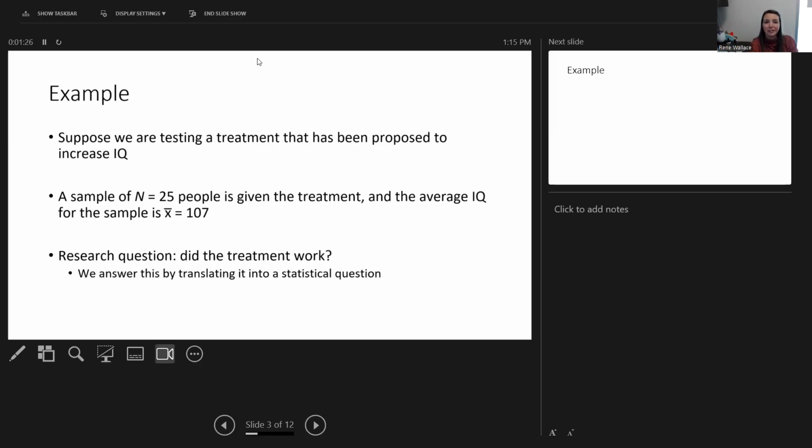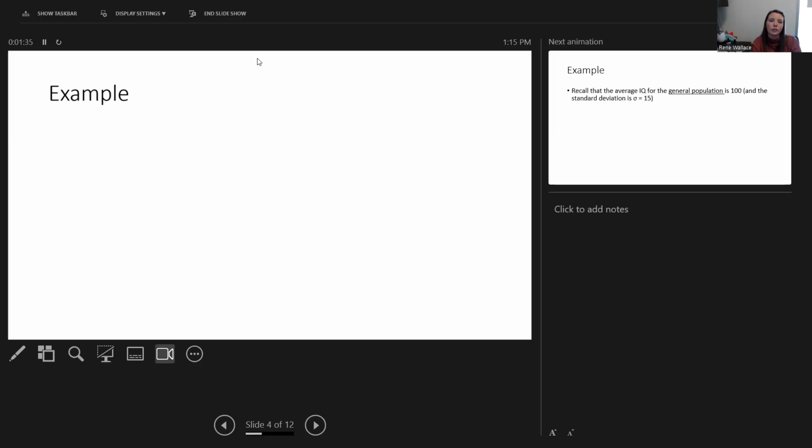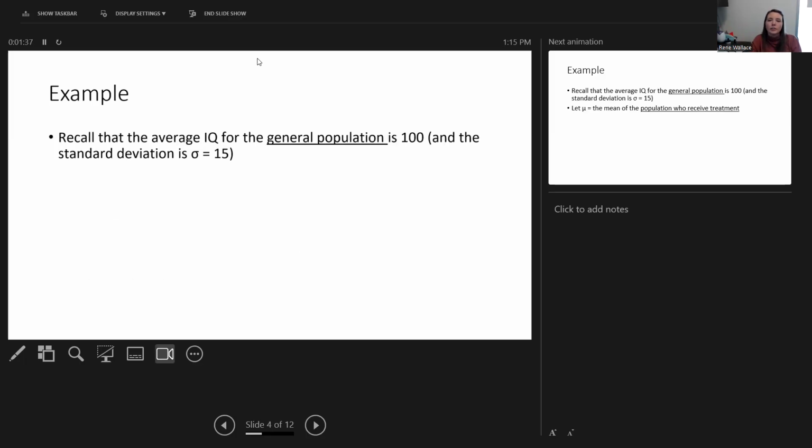Well, that's a great question. How do I know? We have to answer this hypothesis, this theoretical question, by answering a statistical question. So we know that the average IQ for the general population is 100 with a standard deviation of 15. That's just a well-known fact, and we need to know the population mean and standard deviation. So mu will be the mean of the population who receives the treatment.